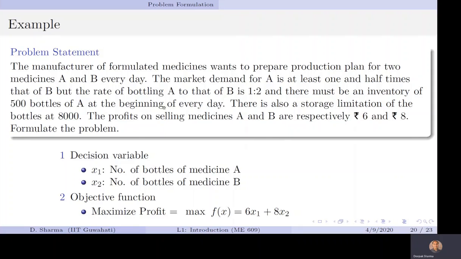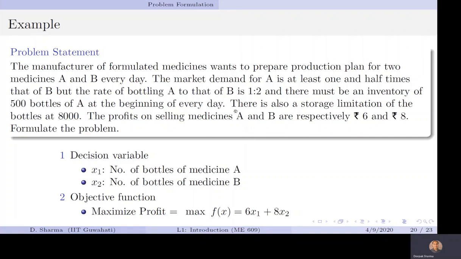Formulate the problem. Now, you remember that when the statement is given to you, we have to identify what could be our design variable. The hint you can get is from the objective function. While reading this paragraph, you can make out that we have a profit and we want to maximize this profit. So our objective function will be based on the profit, and it depends on 6 and 8, and 6 and 8 mean how many medicines of A and B we will be selling.